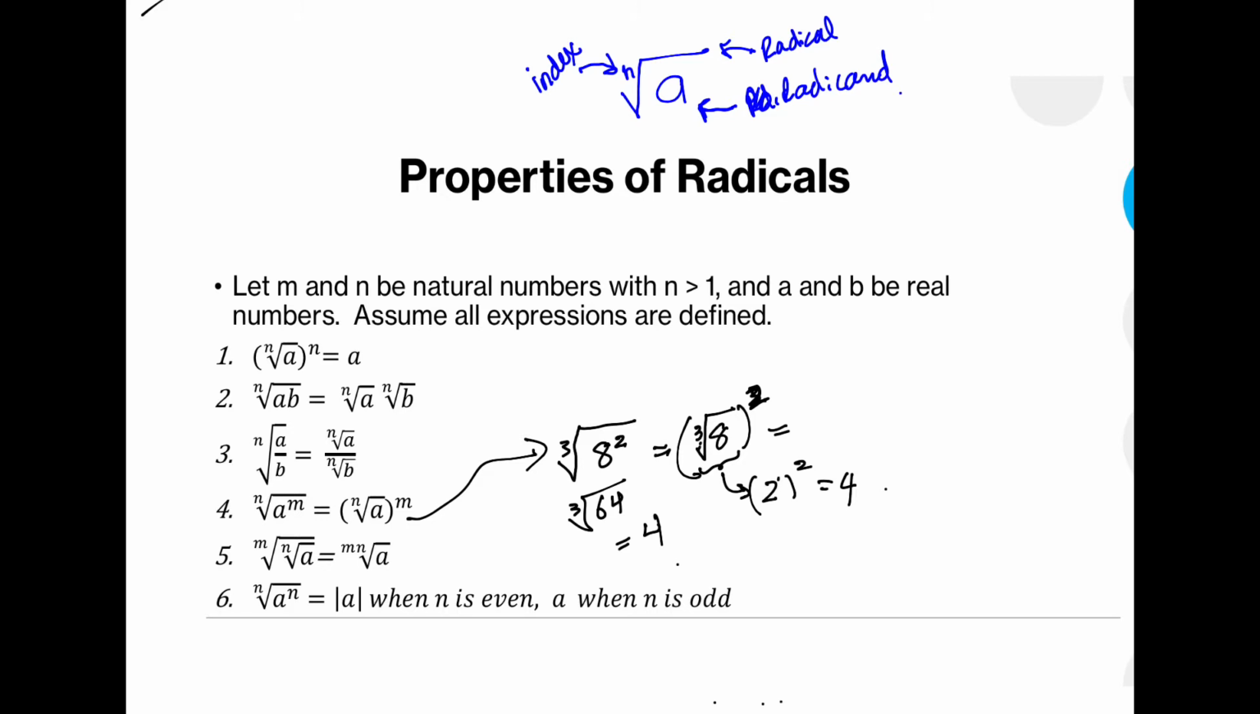It's really a matter of prioritization. Do we want to do the power first, raise it to the power and then take the nth root, or should we take the root first and then do the power? So prioritize what's in the parentheses, take the root, and raise the power. It doesn't really matter. Both come out to be the same thing in the end.